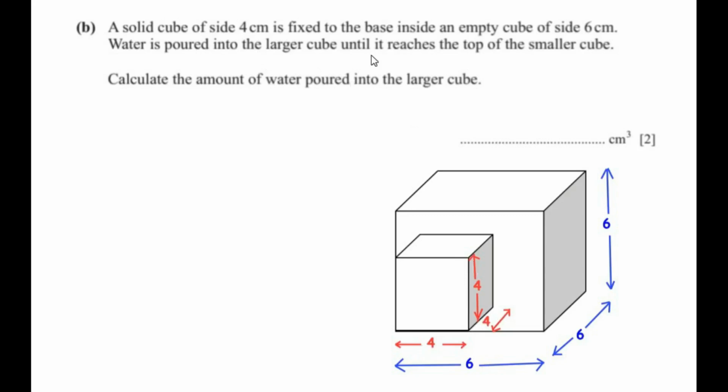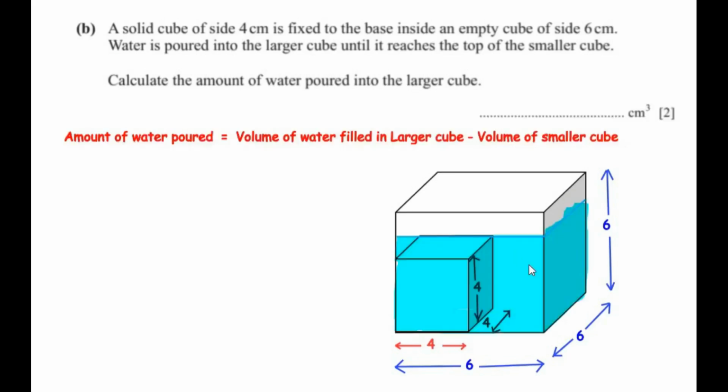Now here it is mentioned that water is poured inside the larger cube until it reaches the top of the smaller cube. So we are going to pour the water in this larger cube such that it reaches the brink or the top of the smaller cube. Let me just shade it this way. Here we can see that the water is being filled up till the top of the smaller cube.